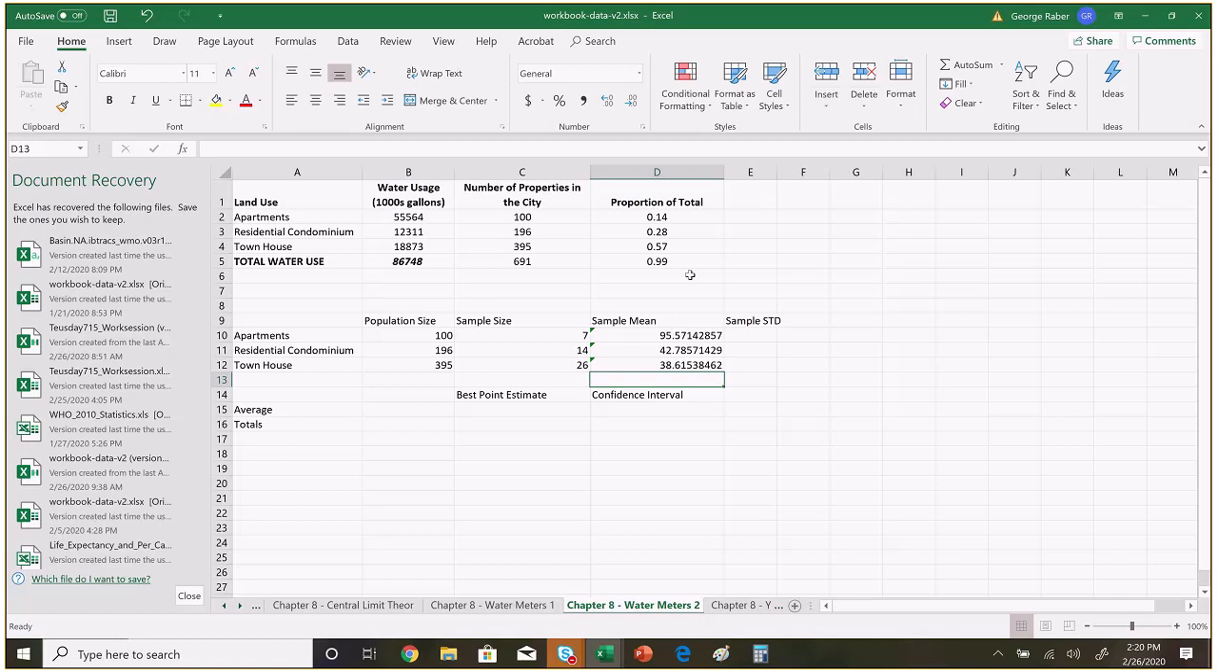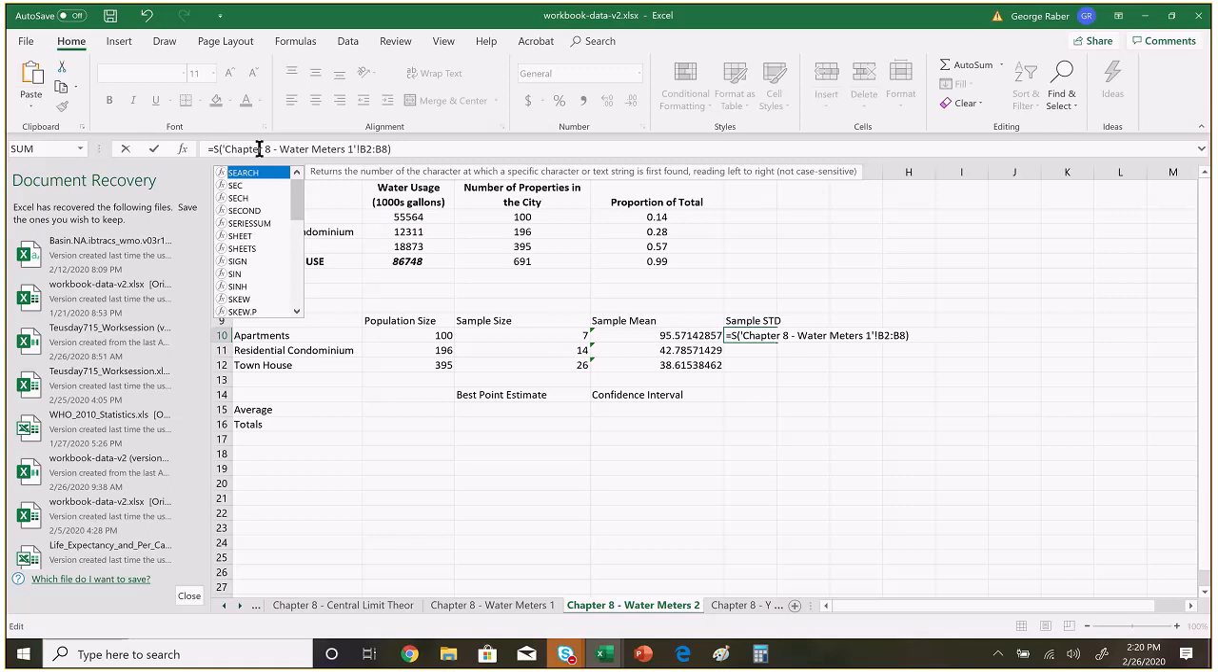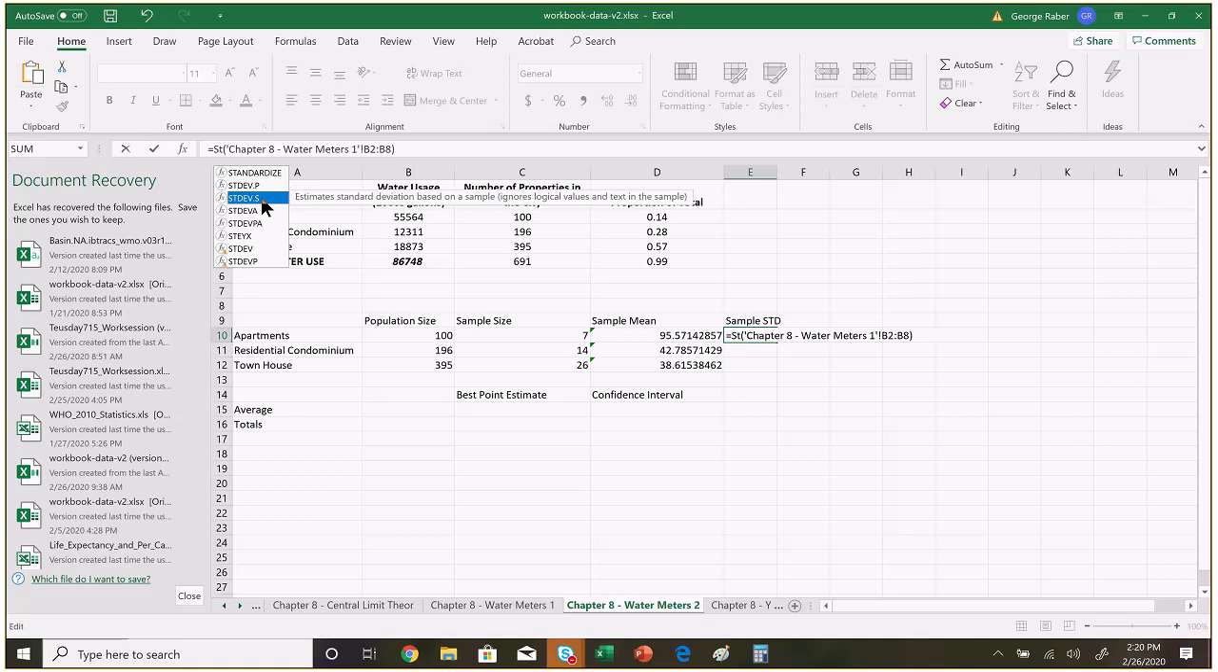We can do the sample standard deviation the same way, right? We could. I'm just going to copy this formula over and put it in there, and then change the word average to standard deviation. The sample standard deviation is right there. It estimates standard deviation based on the samples, so it's STDEV.S. The difference is that it's dividing by n or n minus 1, so it's basically punishing you for having a small sample size. And it calculates that for you.